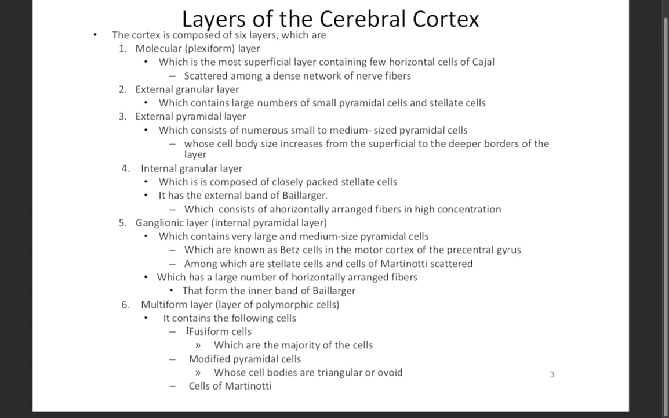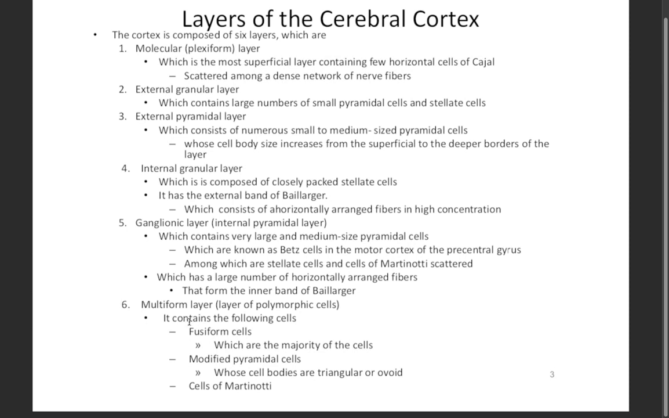Meaning the largest number of them are fusiform cells. Modified pyramidal cells, what are they? Whose cell bodies are triangular or ovoid. That's all? Yes, that's all. And cells of Martinotti, just know that they exist in the fifth and sixth layer, okay?